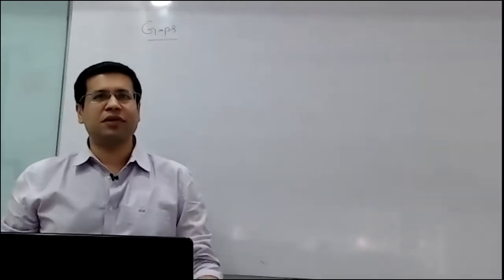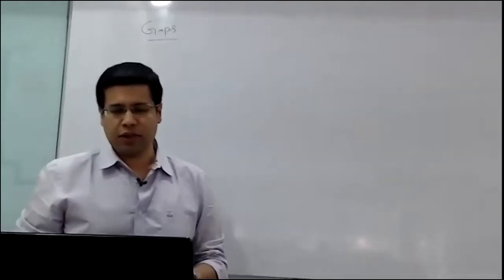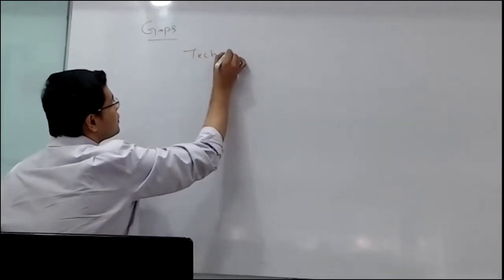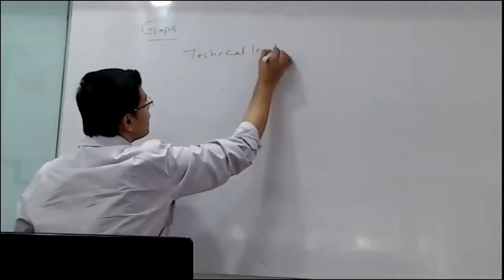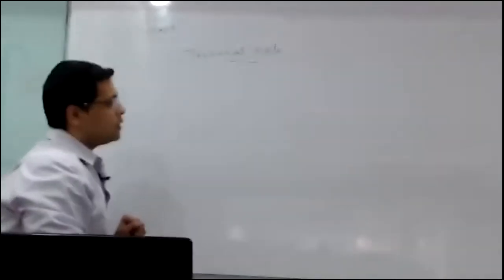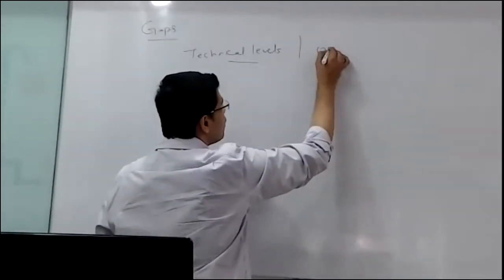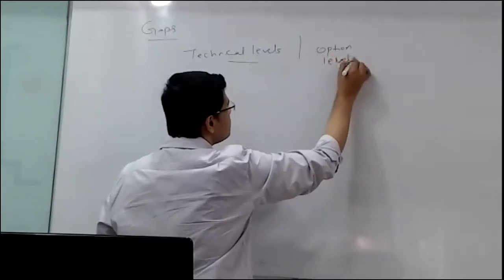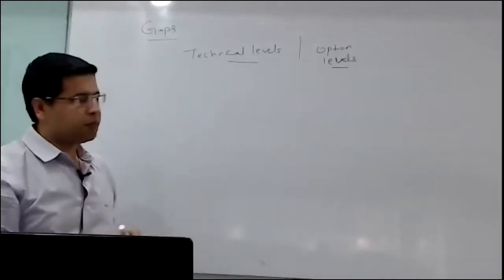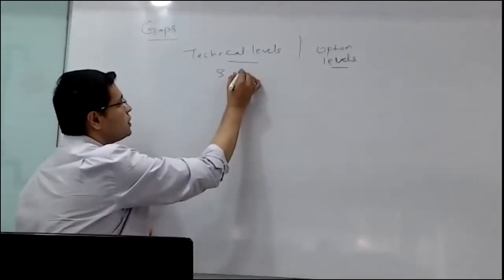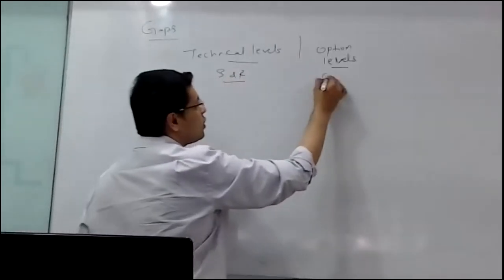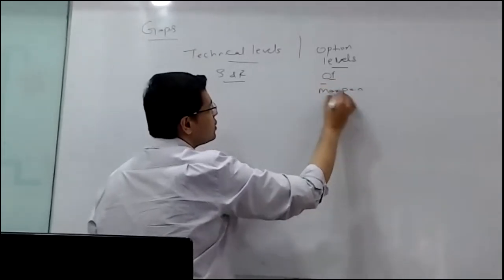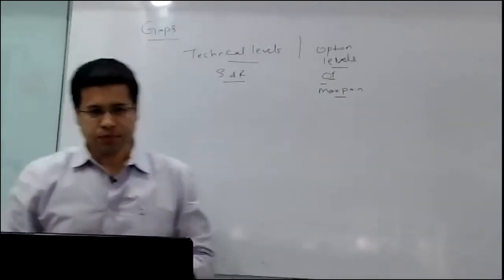So before we start with gaps, I would like to introduce the technical levels. Now, what do you mean by technical levels? And there are other levels called option levels. When you start with technical levels, we are talking about support and resistance. And in options levels, we talk about OI or max pain. Those are the levels from the option side.